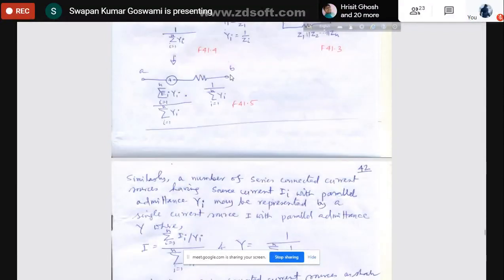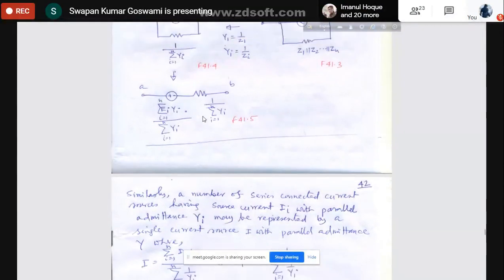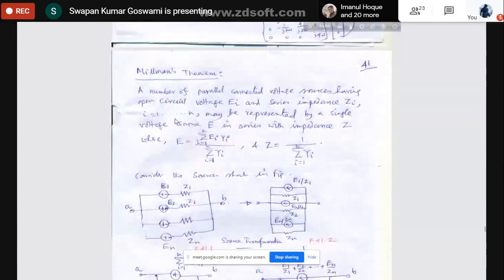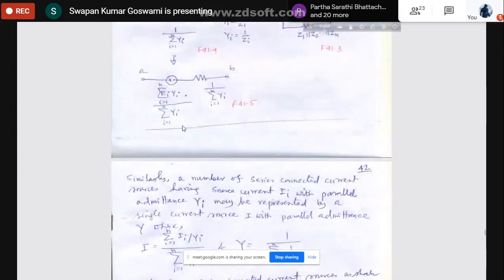This is the result, and this is nothing but Millman's theorem as stated here: a number of parallel connected voltage sources having open circuit voltage Ei and series impedance Zi may be represented by a single voltage source and single impedance where the values of E and Z are given. So you see that we have done nothing but apply source transformation. I think this is very clear because we already studied source transformation at the beginning of this course. Is it clear?